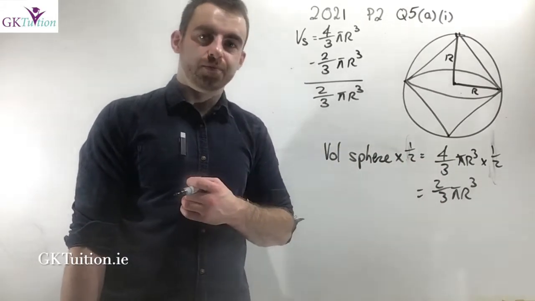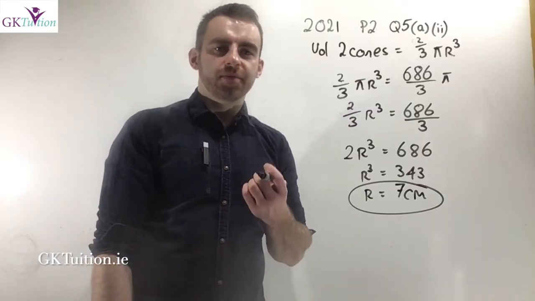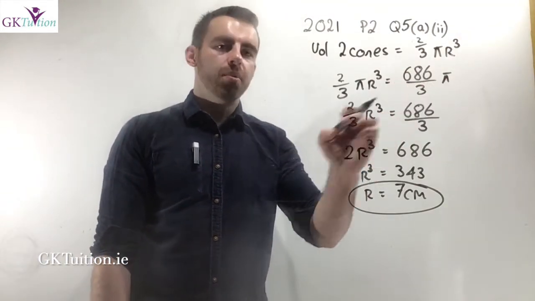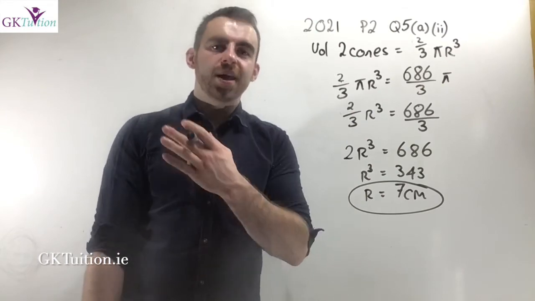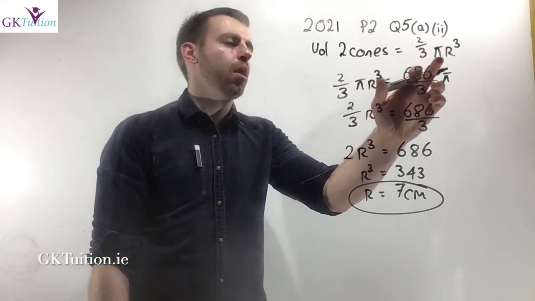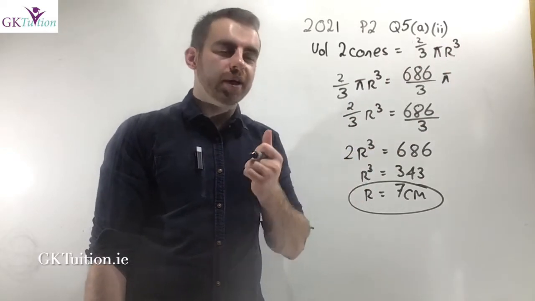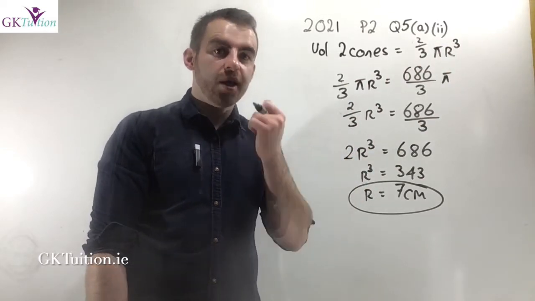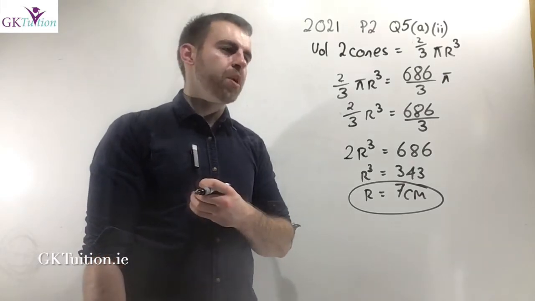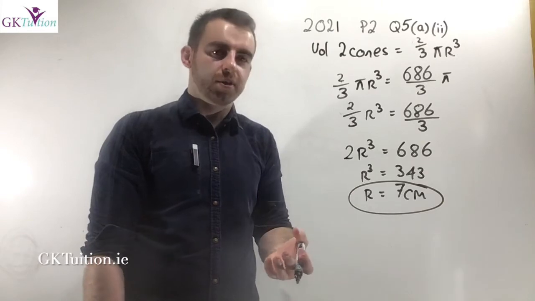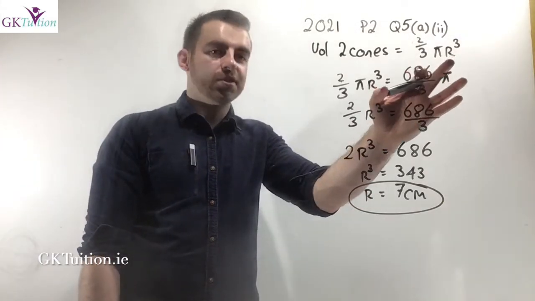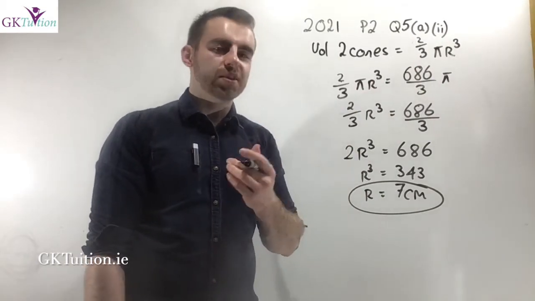It's obviously true. In A part 2, we're told that the combined volume of the two cones is 686/3 pi centimeters cubed. In A part 1, we worked out that the volume of the two cones is 2/3 pi r cubed, where the r stands for the radius of the sphere and the radius of the cone and the height of the cone, because they're all the same thing. So all we need to do here is solve for r. That's because the question said find the radius of the cone, which is also the radius of the sphere and the height of the cone. So we just need to solve it.